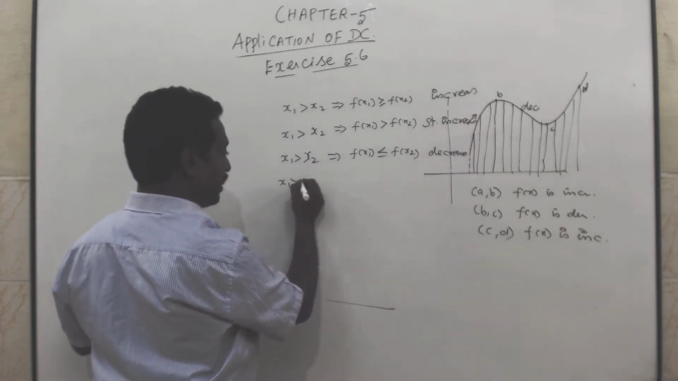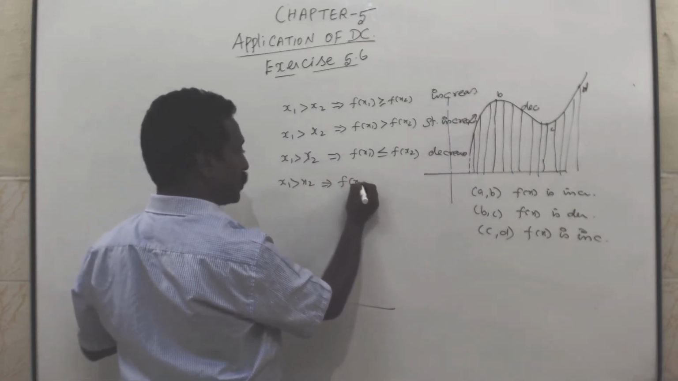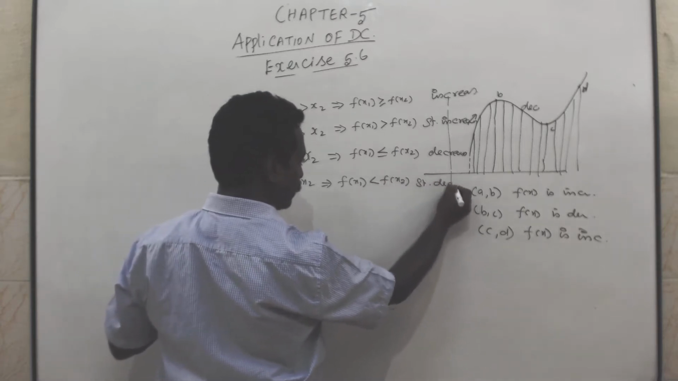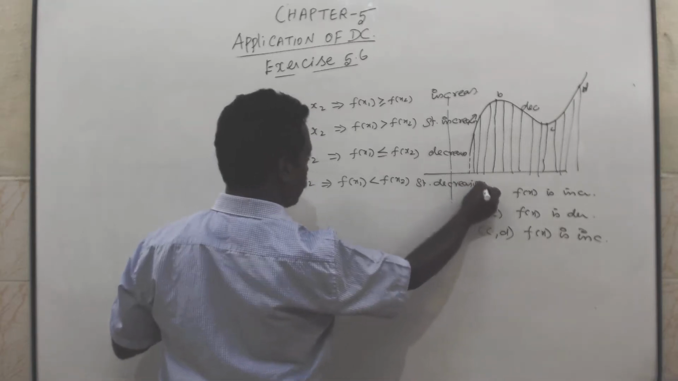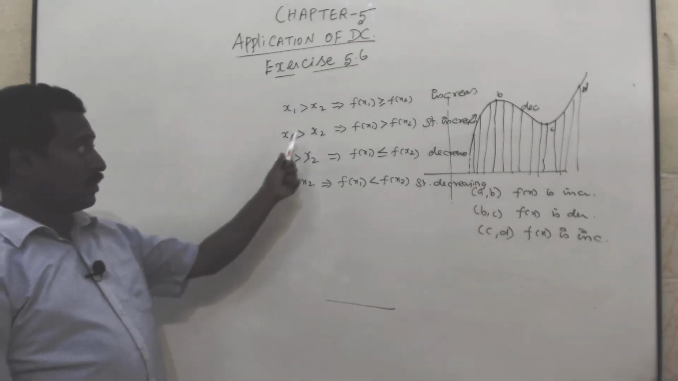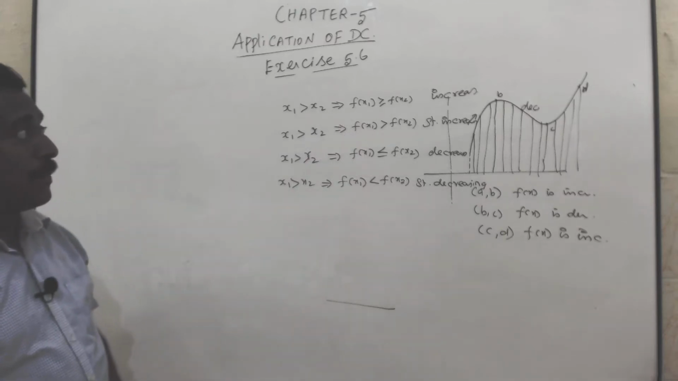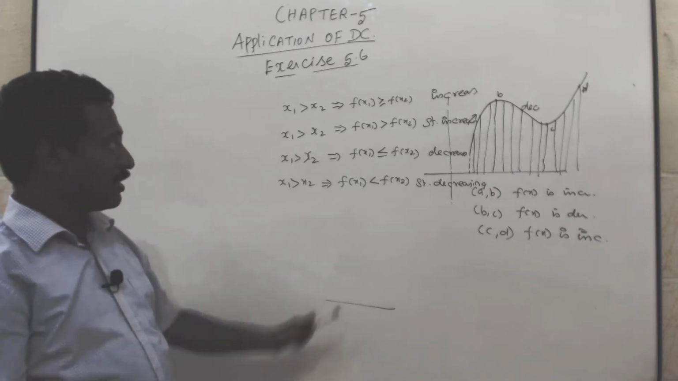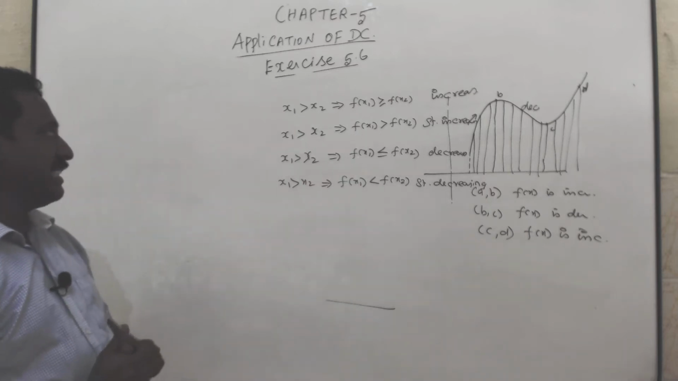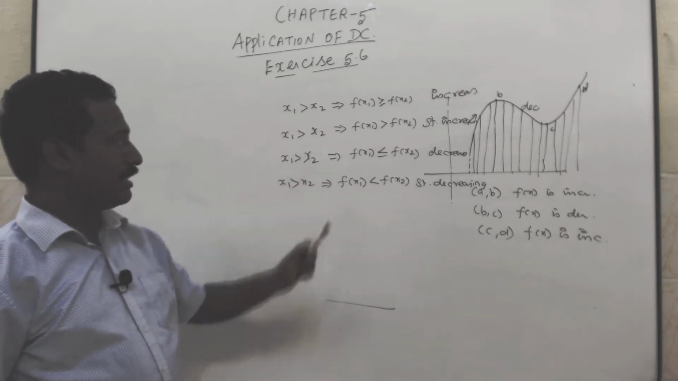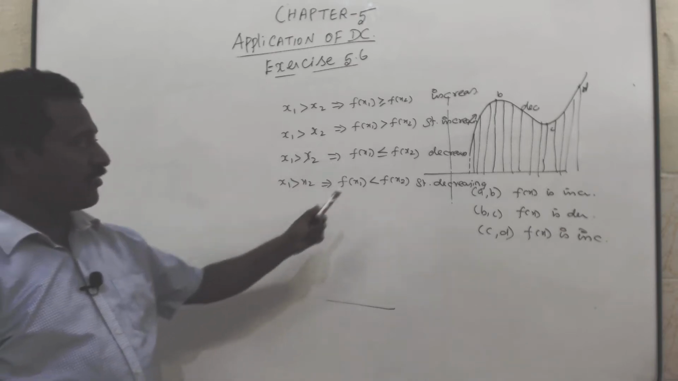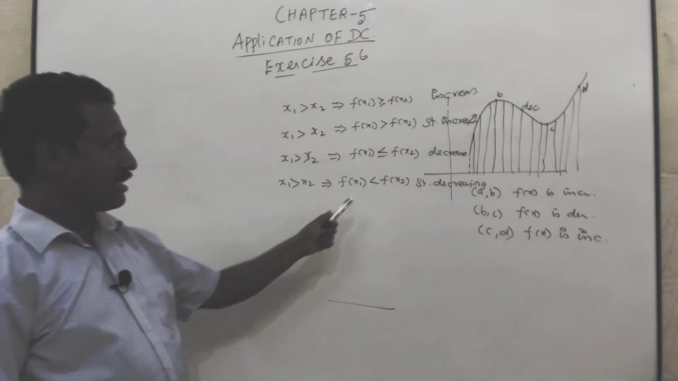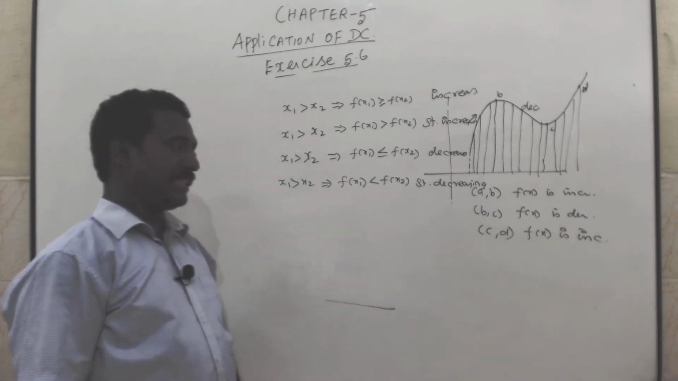Now x1 greater than x2, which implies f of x1 less than f of x2, means strictly decreasing. x1 greater than x2, f of x1 greater than or equal to f of x2 means f of x is increasing. x1 greater than x2, which implies f of x1 greater than f of x2, strictly increasing. x1 greater than x2, which implies f of x1 less than or equal to f of x2, that is a decreasing function. x1 greater than x2, f of x1 less than f of x2 is strictly decreasing.